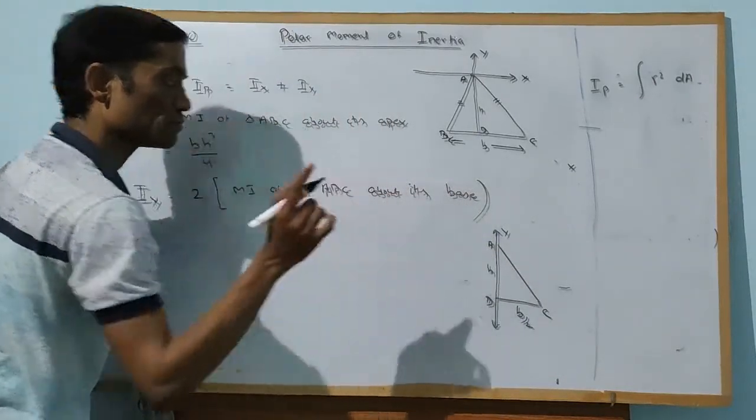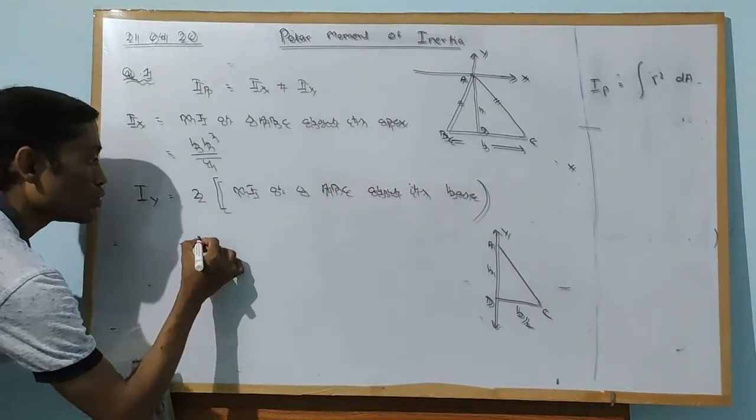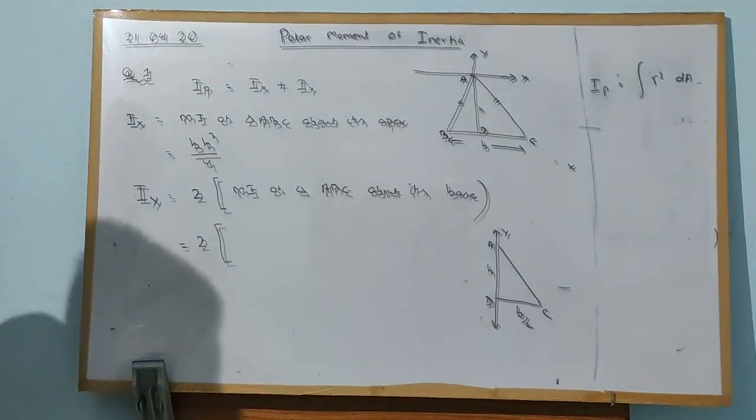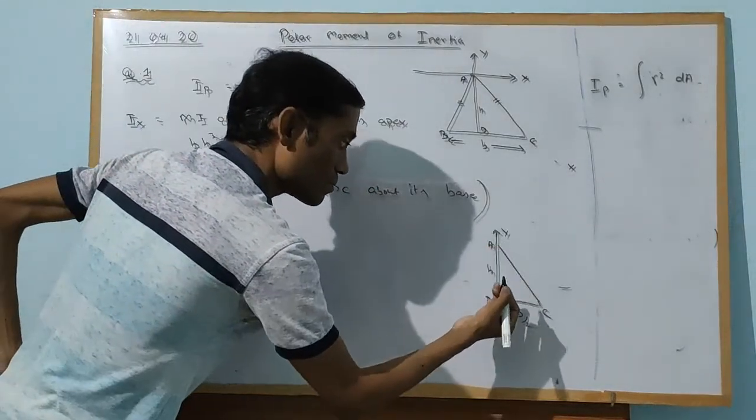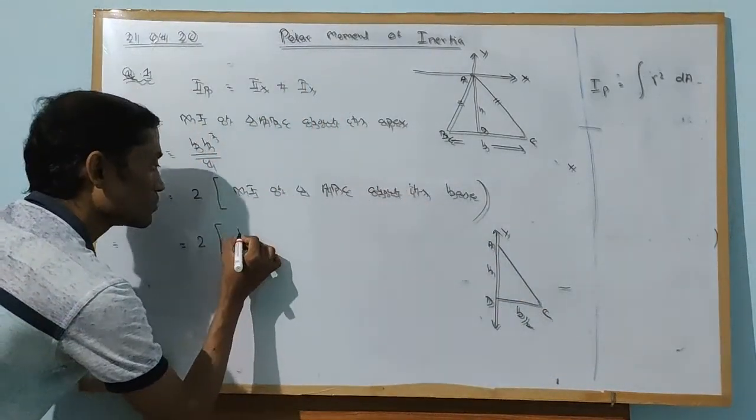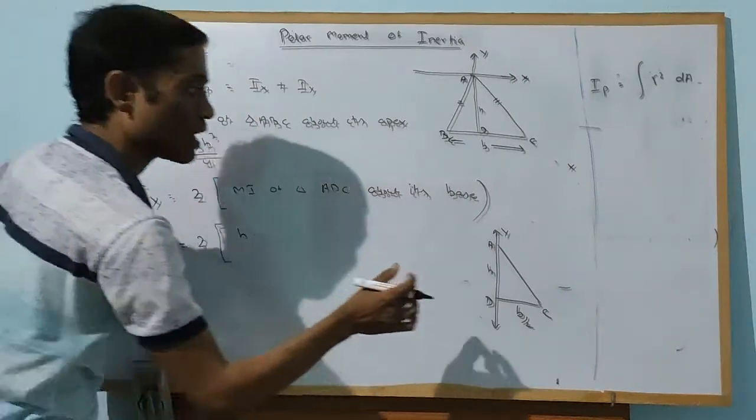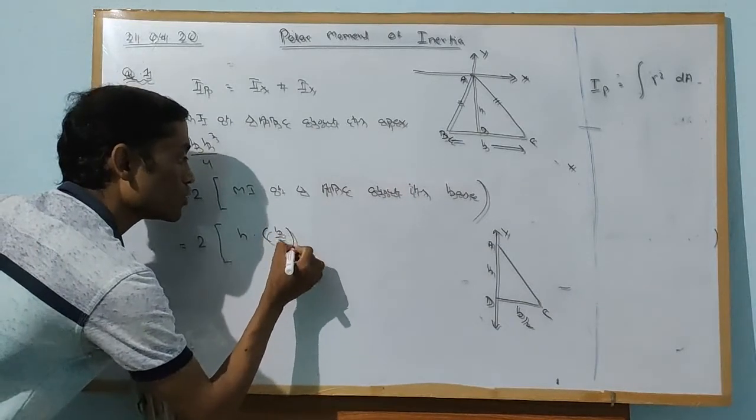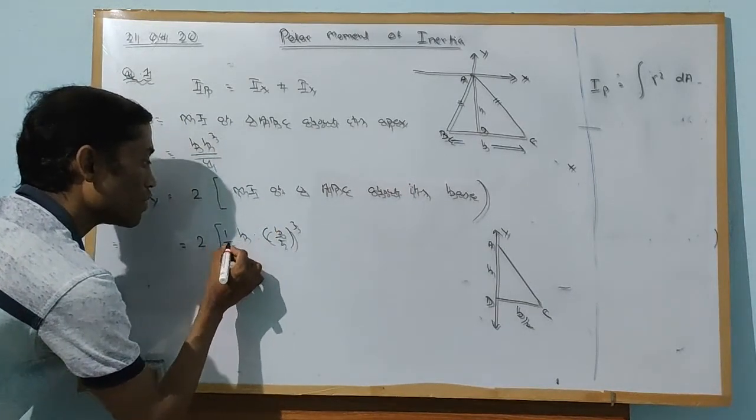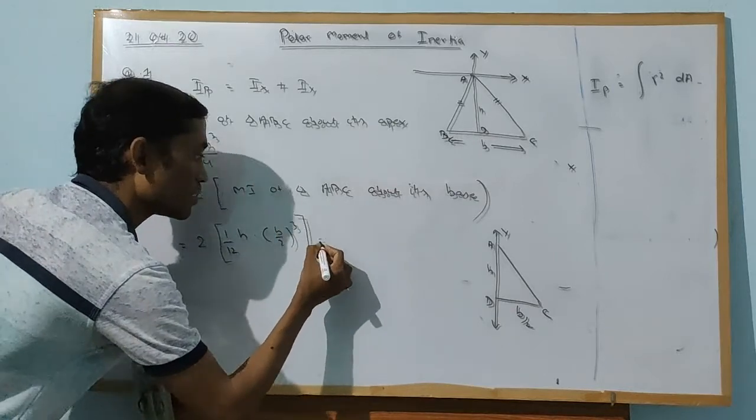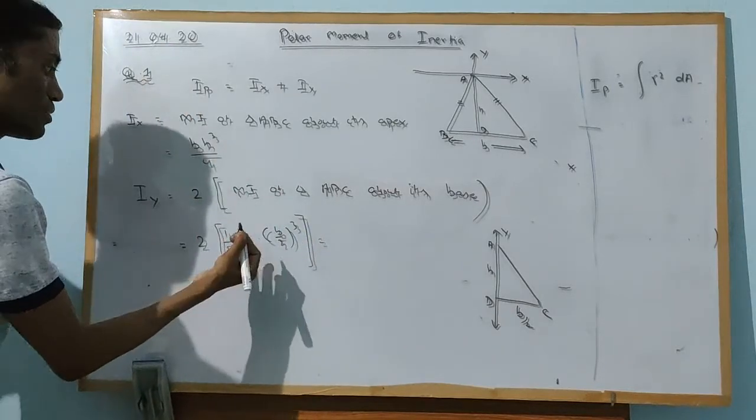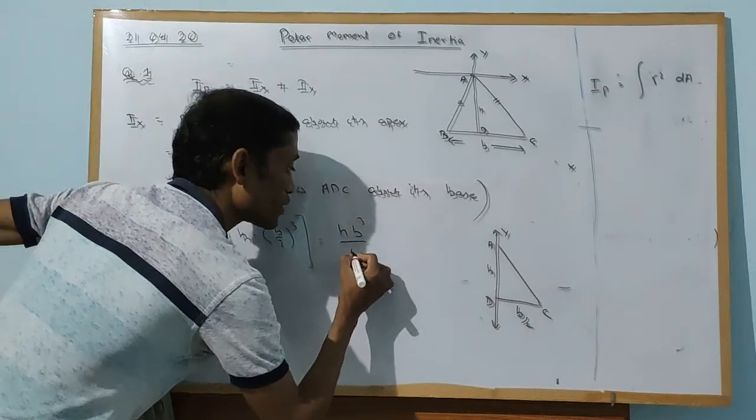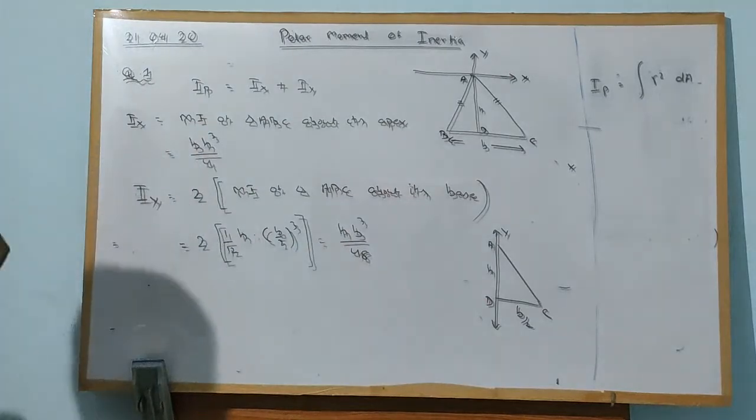Now base is AD. That is equal to 2 into moment of inertia of the triangle, which is bh cubed by 12. But here the base is H and height is B by 2. So B by 2 whole cube divided by 12, 1 by 12. That is 6 into 8, 48. HB cubed divided by 48. I think I'm right.